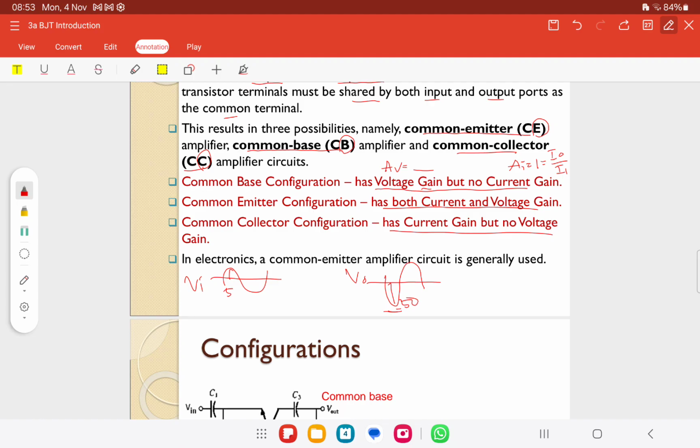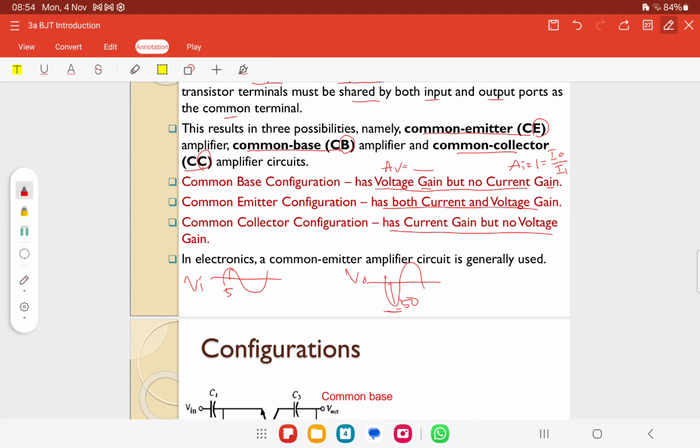Confused? Fatihah okay? Lagi? Rizwan? Okay, sebab dia no current gain is equals to unity current gain. Dia tak ada increment. Value masuk sama dengan value keluar.